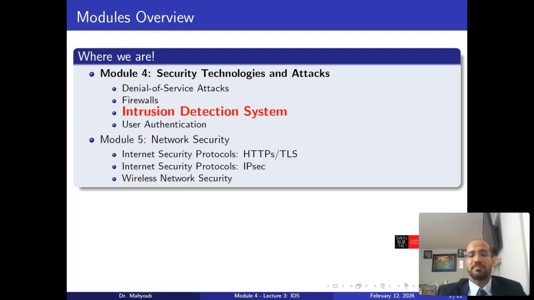And so far, here's what we have covered in this module. First of all, we had denial of service attacks and how attackers overwhelm systems, and firewalls, the gatekeeper that filters traffic. And today, intrusion detection system. It's kind of the watchdog that detects sneaky intruders. Of course, next lecture, we have user authentication, and that's how to prove you are who you say you are online.